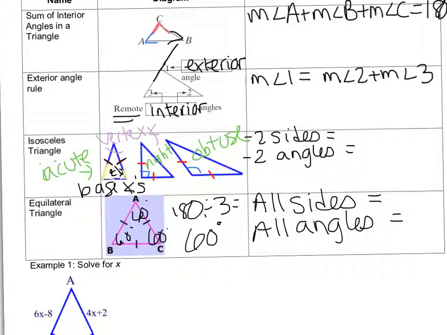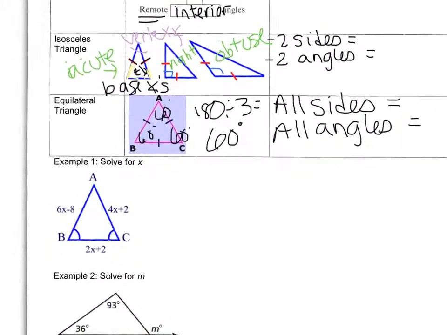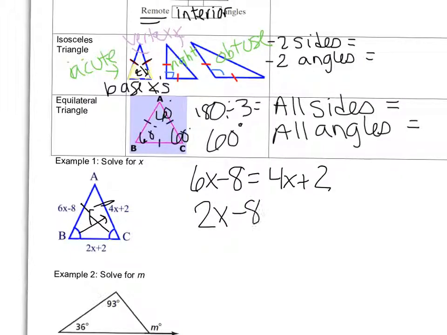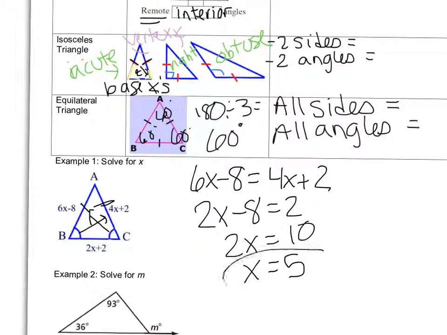All right, let's look at an example where we need to solve for x. Okay, we see that these two angles are labeled as congruent because they have the same marks on them. So if you look opposite them, that means side AB and side AC are equal. So we can say 6x minus 8 equals 4x plus 2, and now we're just solving for x. So subtract your 4x, 2x minus 8 equals 2, add your 8, and then divide by 2, and we get that x is 5. And that would be your answer.